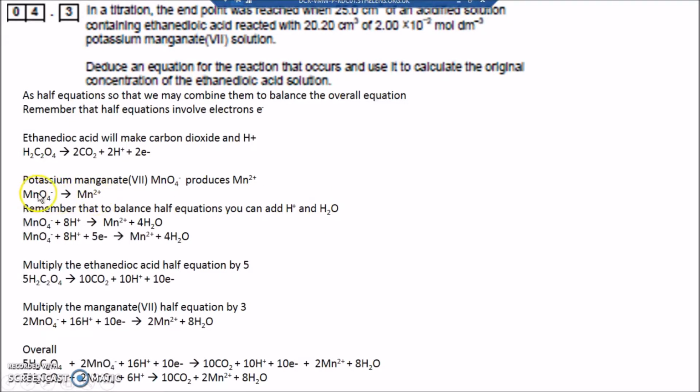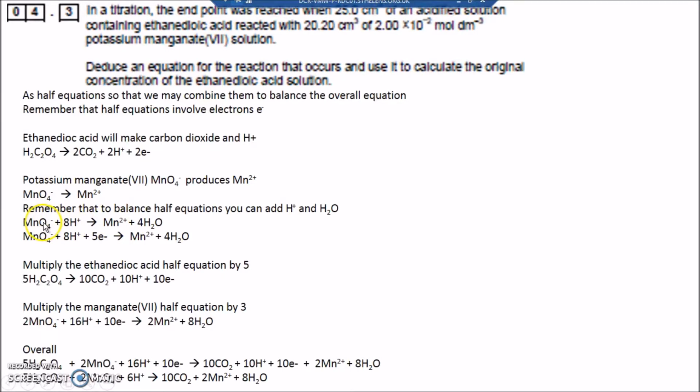If I look at this equation here, I've got 4 O's on the left hand side and I've got none on the right hand side. So where are these O's going to go? Well, they could go into waters. So I'm going to add some waters on the right hand side. I've got 4 O's, so I'll need 4 H2O's. The problem then is I've made 8 H's on the right hand side. What else can I use? Well, I can always use H+. So 8 H's, so I'm going to need 8 H+. You can always use H+ and H2O to help you balance half equations.